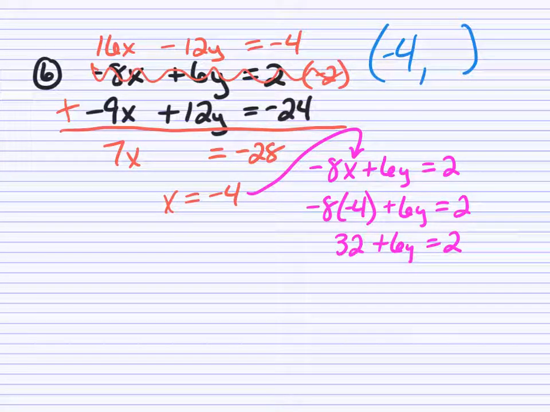From here, I would subtract 32, and when I subtract 32, I get negative 30. From here, I would divide by 6, and I get y equals negative 5.